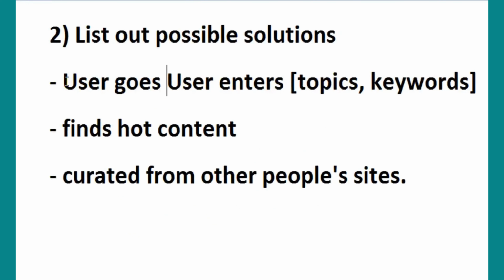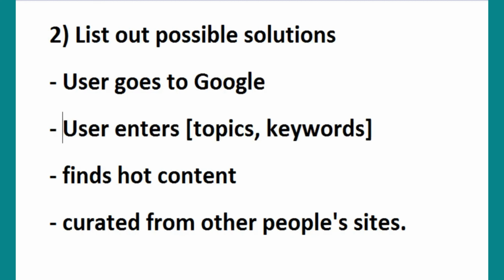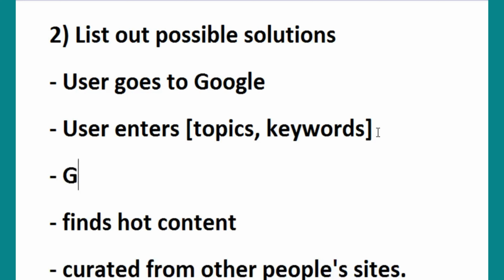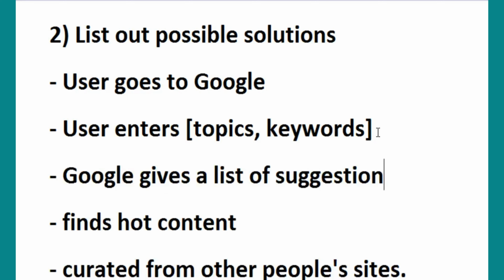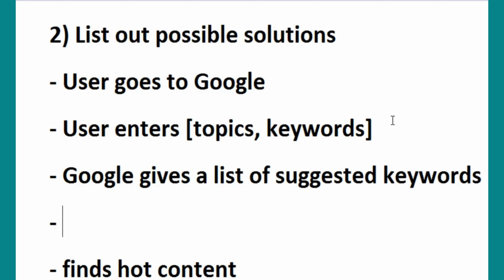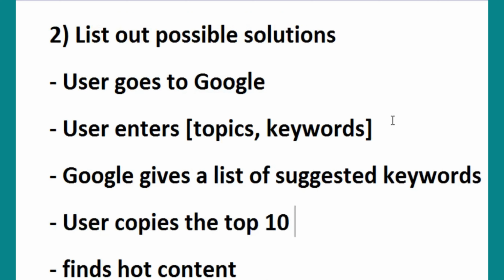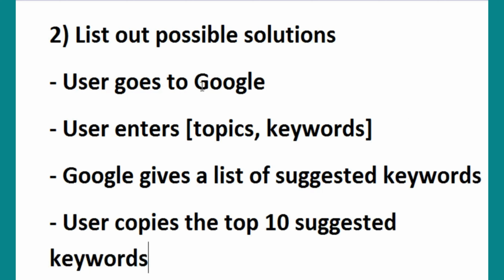Let's say user goes to Google. And I'm going to rewrite this in a minute, but let's just make it simple. User goes to Google, user enters topics and keywords. Google gives a list of suggestions. And the normal process is that the user copies the top 10 suggested keywords. So what I'm doing right now is I'm trying to break it down to what the user does. Don't worry about what the plugin does yet. We're going to do all that in just a minute. So user goes to Google, they type in the keyword, then Google gives a list of keywords.